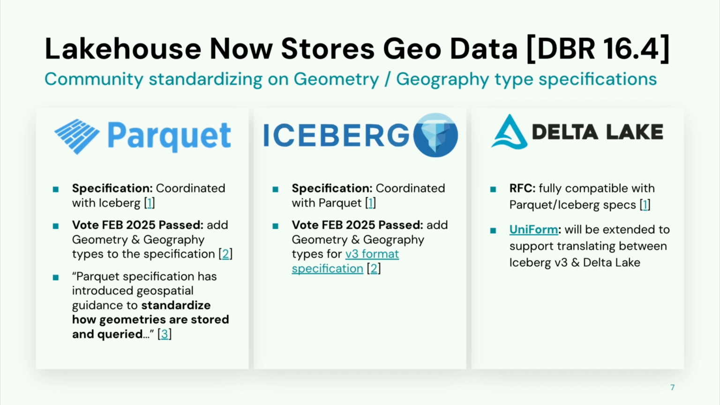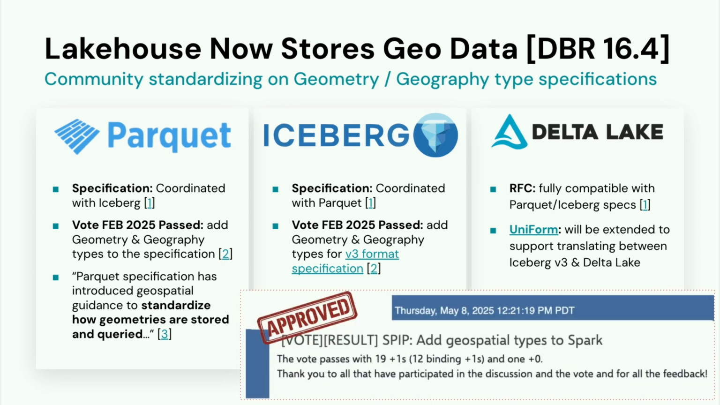But it's not just storage. We also have the Apache Spark community has approved support for geospatial data types. And this really standardizes how Spark platforms can work with geospatial data. The point here is that between the table formats and the engine side, you're now using the same type across all these. So it makes it really easy to work with data, makes your workloads portable, all the benefits of being a part of these open systems.